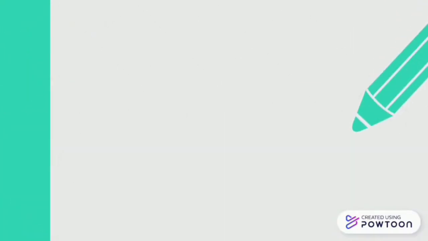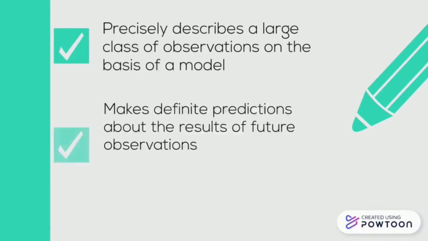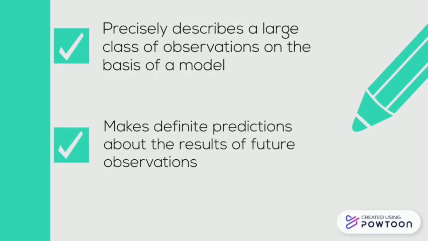A theory is a good theory if it satisfies two requirements: it precisely describes a large class of observations on the basis of a model, and it makes definite predictions about the results of future observations.